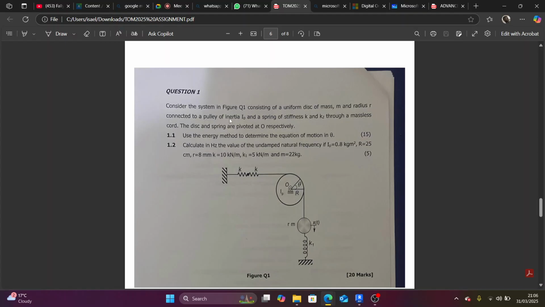The mass is connected to a pulley of inertia IP. This is the IP, right? And a spring of stiffness K and K2. What they say, K and K2, is simply this K, and this one was supposed to be K1. So it's basically K and K1. It's just a typing error, don't really worry about it. And a massless cord, the disk and spring are pivoted at O respectively. Use the energy method to determine the equation of motion.